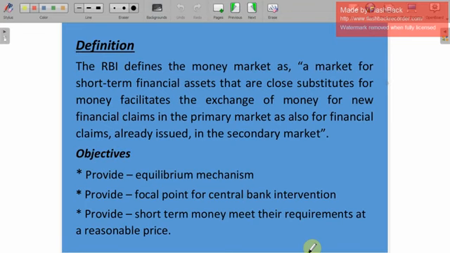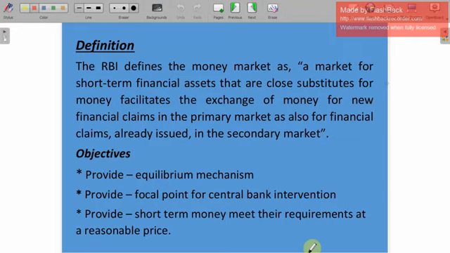So money market has some objectives. The first one, it provides an equilibrium mechanism. Equilibrium means balance, equal. It equalizes the short-term surplus and deficit. The second point, it provides a focal point for central bank intervention. And the third one, it satisfies their requirement. Short-term money meets their requirement at a reasonable price. These are the three objectives of the money market.